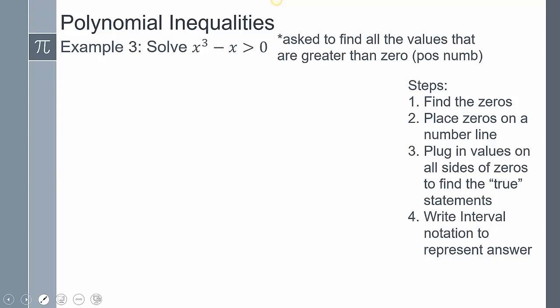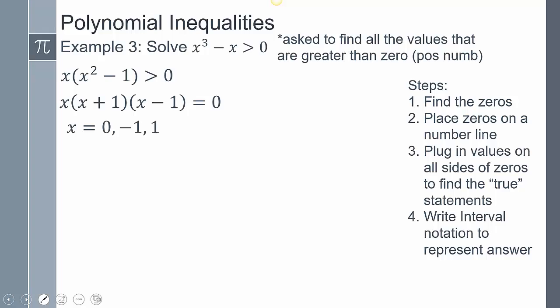On this third example here, it's already 0 right there, so it's kind of quote-unquote set equal to 0. But it says greater than 0, so all the values that are greater than 0 are going to be positive numbers. So my first step, find all the zeros, so I need to factor this. I can factor out an x. Now with this statement here, I can factor it further into x plus 1 and x minus 1. So all my zeros are going to be 0, -1, and +1.